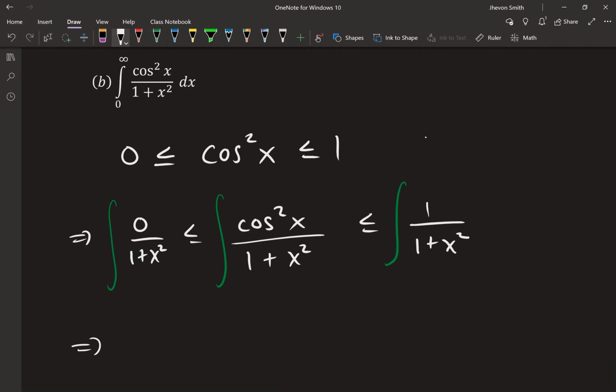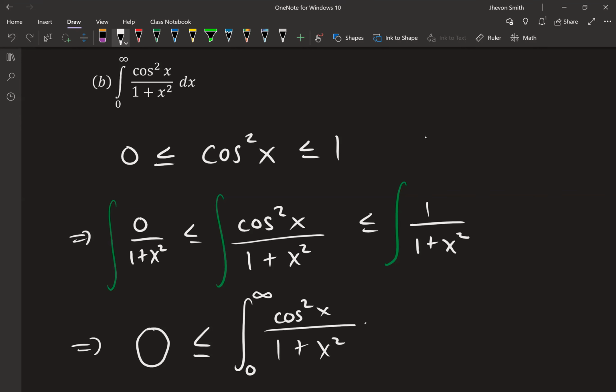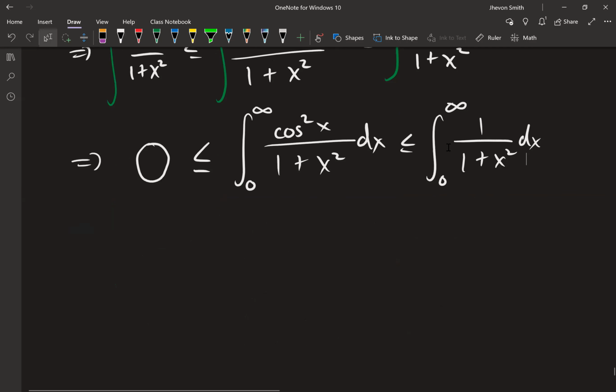Notice what this is saying. Well, the one on the lower bound is going to be 0. The one here is going to be the integral from 0 to infinity of cosine squared x over 1 plus x squared, the guy that I care about, but I don't know how to even do that. And the upper bound is this one. So now we have that, which might remind you of the direct comparison theorem.